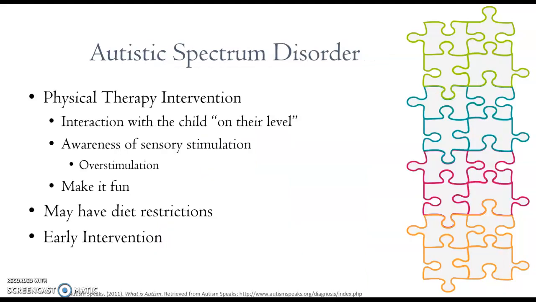Very scary when you think about what this child is feeling. So for our intervention, we need to interact with this child on a very unique level. Each child is very special in what they like to do, and we need awareness of that sensory overstimulation. Mom was just trying to communicate with that child, and look how overstimulated the child was with just normal stuff. We have to make it fun and be aware that they potentially have dietary restrictions, because there's a lot going on now with diet and how that might affect brain function. So just be aware of that.